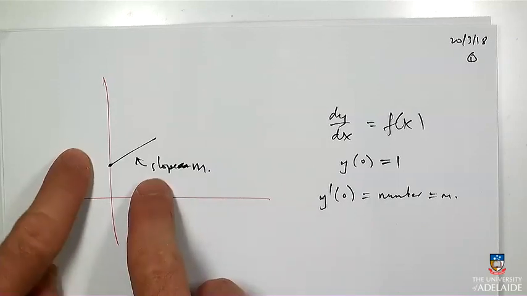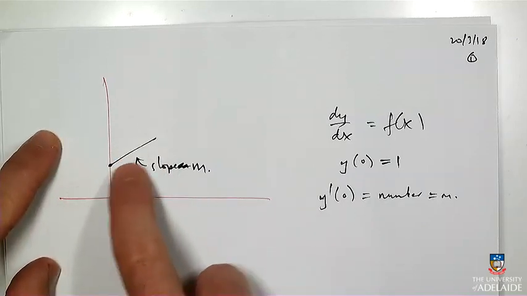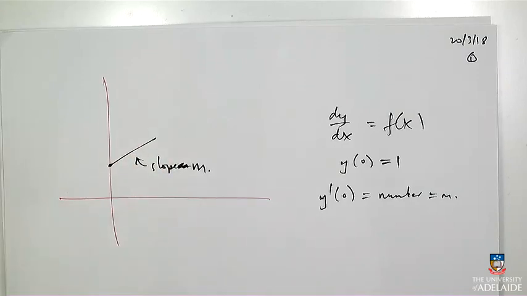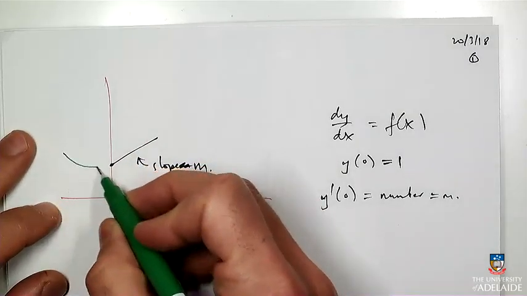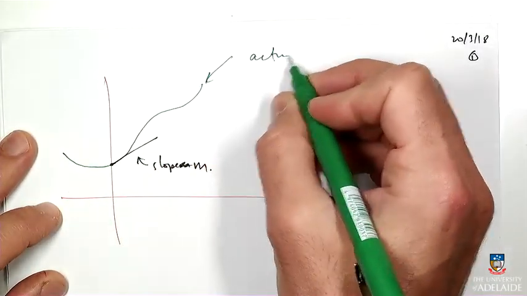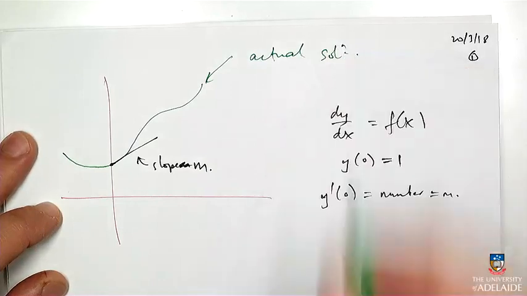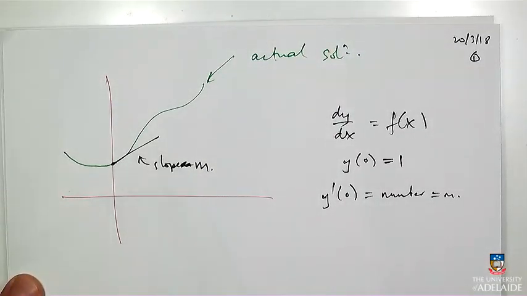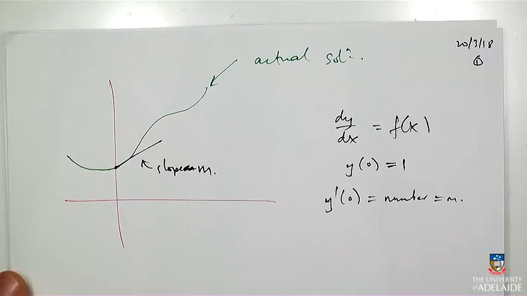But what you do know is, whatever the answer is, this is the tangent at that point. Whatever the curve might be, it might be something like this. This might be the actual solution, right? You don't know what the actual solution is, but you do know the tangent at that point, because you know dy/dx at that point. You've got a formula for dy/dx. That's in fact all you have.